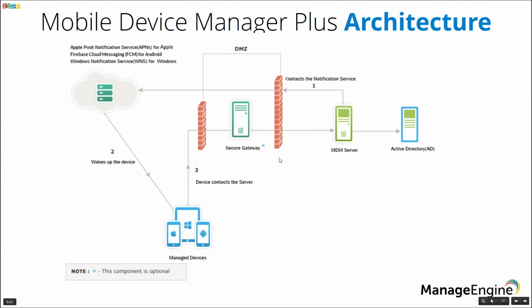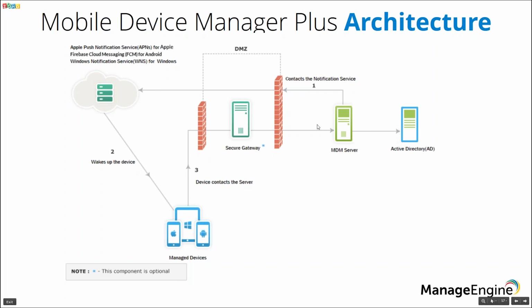To understand the architecture in a better way, let me give you an example. Say you're trying to find the location of a Windows 10 laptop. Using our product, you will initiate a command like locate the device, and that command will be sent to the appropriate notification service. If it is Apple, it's going to be APNS, and for Android, it's FCM. In this case, that command will be sent to the Windows Notification Service, which will wake up the device, and the device will contact the server as soon as the notification reaches it.